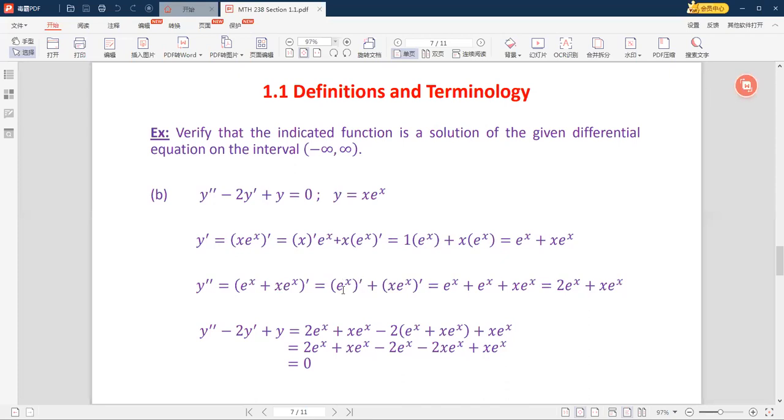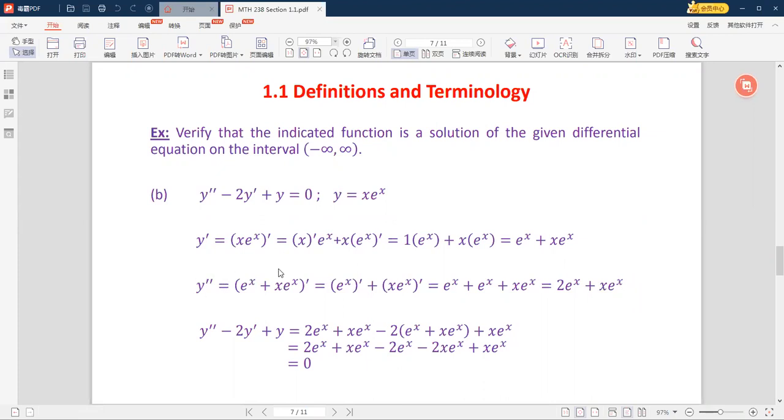Again, the derivative of e to the x is just e to the x itself. And the derivative of x times e to the x, we already did on the first step, see? And that's e to the x plus x times e to the x. So we don't have to repeat again. We just copy down the result. So we get e to the x plus x times e to the x. And you combine the two e to the x, you get 2 times e to the x. So we get 2 times e to the x plus x times e to the x. All right, so this is the second derivative.